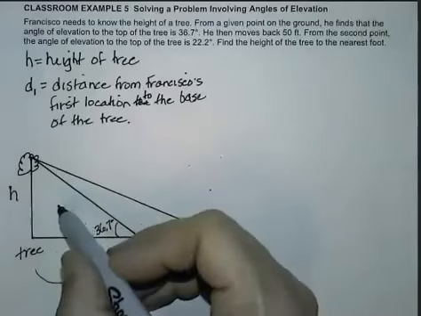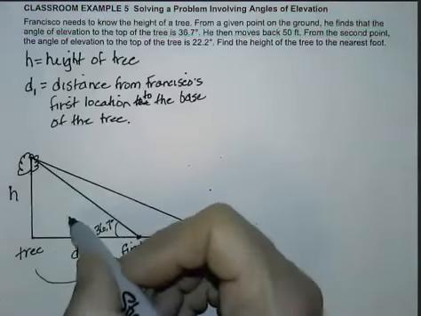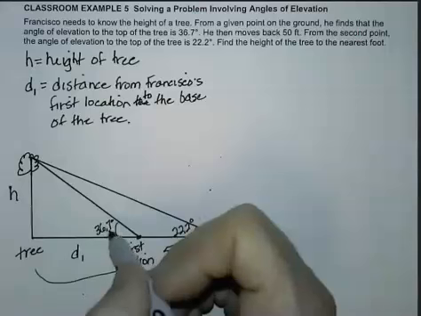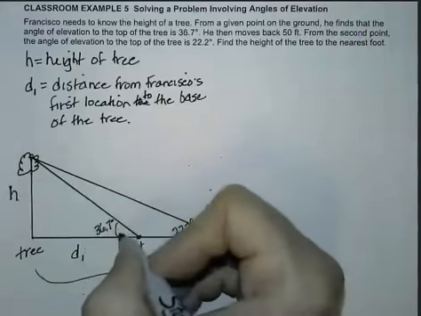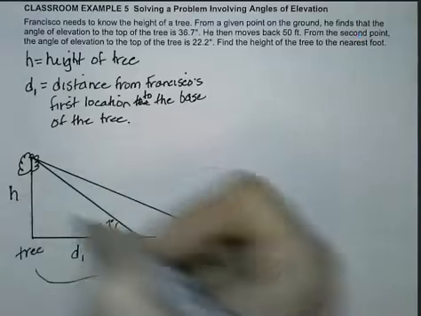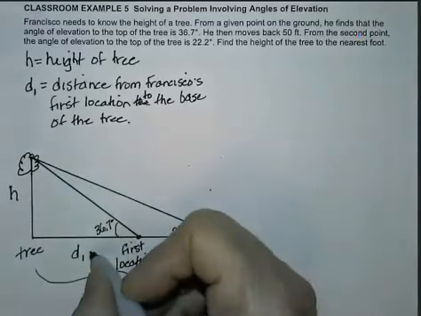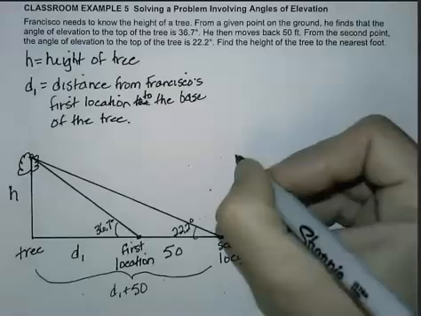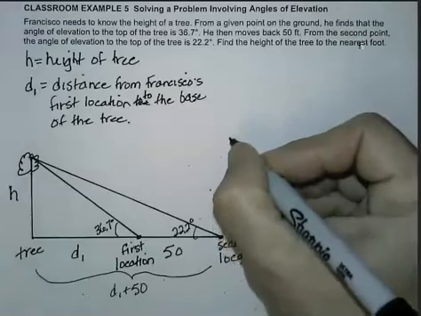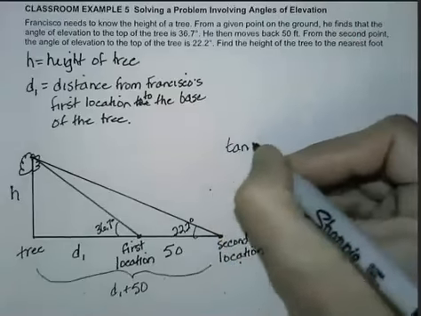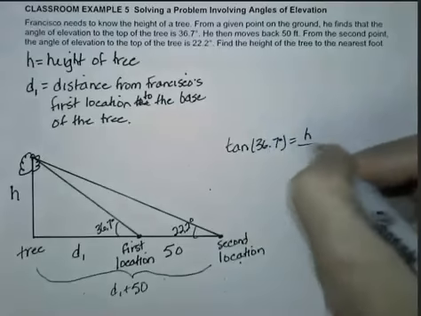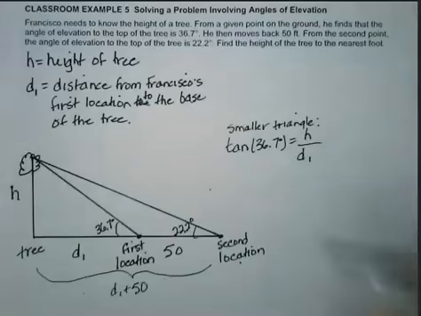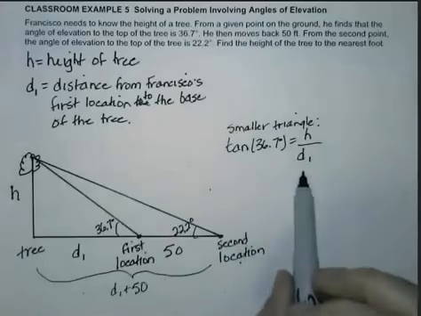Let's start with this smaller triangle and just write a trig relationship between the angle and the h and the d1. For this angle, the h would be the opposite, the d1 would be the adjacent. That would give us tangent. That tells us that tangent of 36.7 degrees is h over d1. That's all we can do with that triangle for right now.